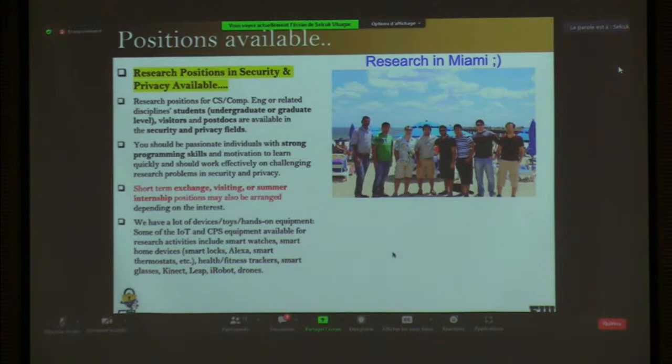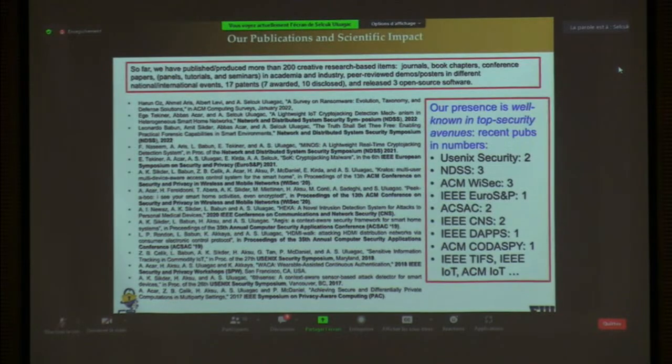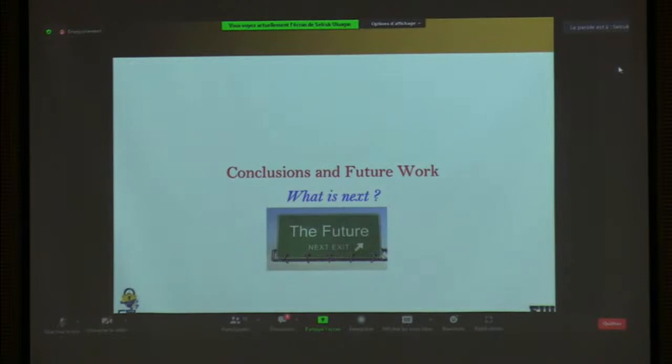But we can definitely collaborate, and anyone interested can get back in touch with us and the organizers. So these are some of the papers that I mentioned at top tier conferences.